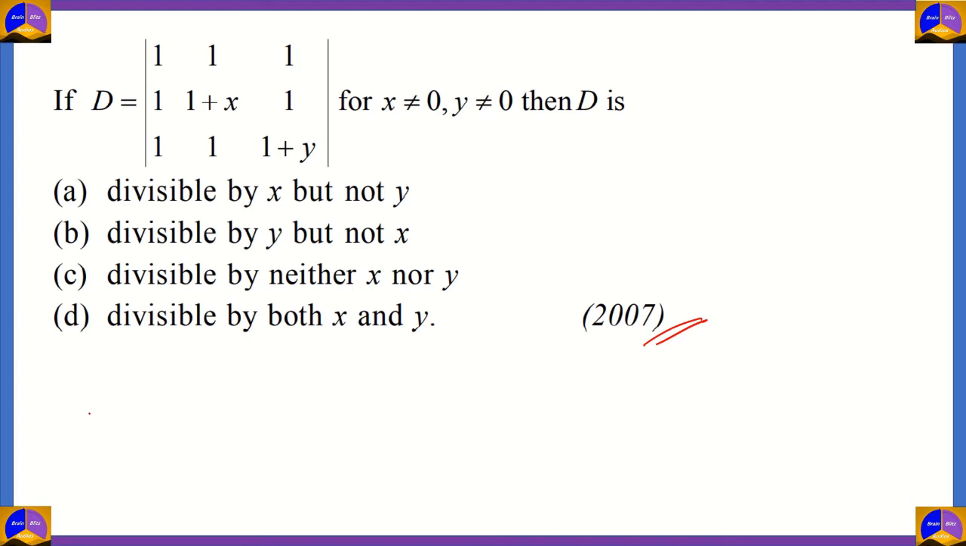In order to solve this question, we need to start working on the determinant. So over here, the determinant D equals 1, 1, 1, 1, 1 plus x, 1, 1, 1, 1 plus y. So this is the determinant here. As you can notice, we can easily convert the ones on the second and third rows to 0, and doing so would be to our advantage.